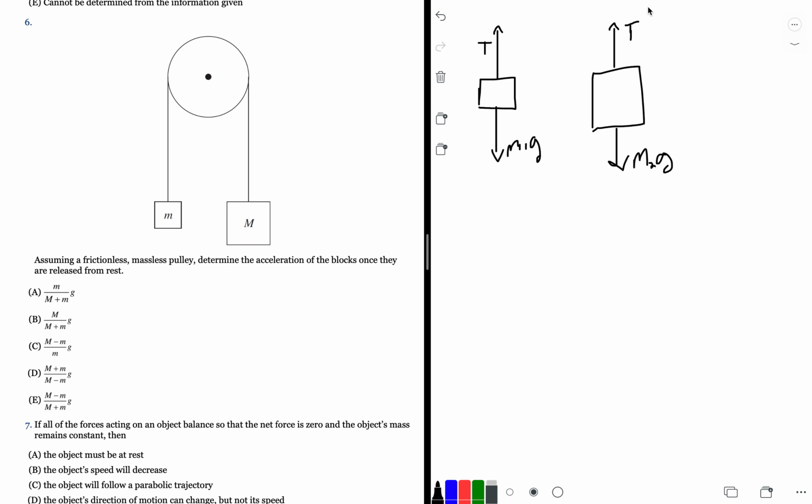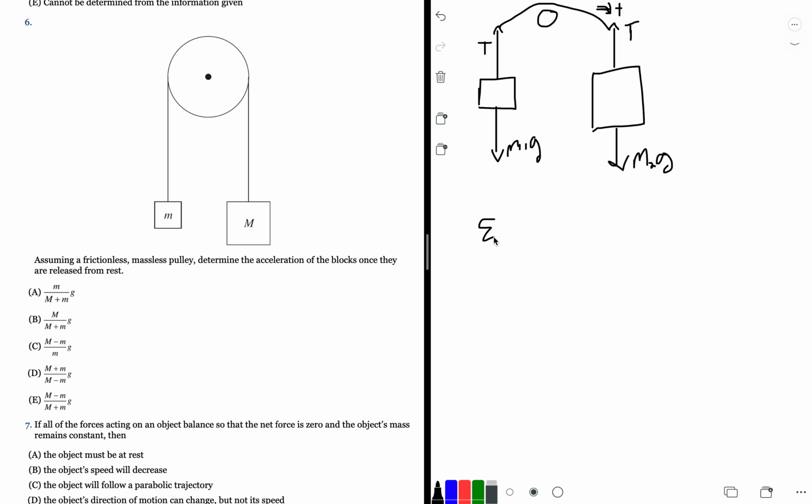So let's say that going around this way, the pulley is connected right here. Going around this way is positive. Let's just label that, because it's going to fall this way. So assuming a frictionless massless pulley, determine the acceleration once they are released from rest.